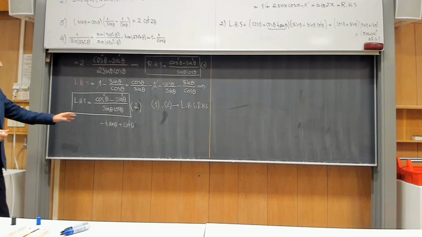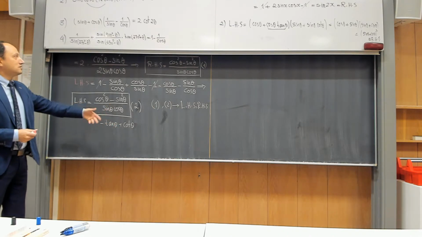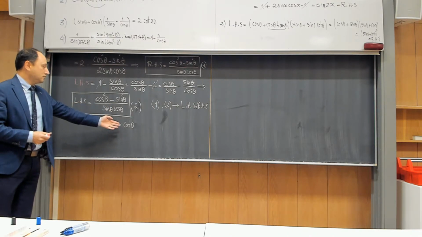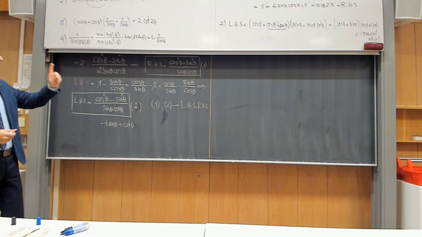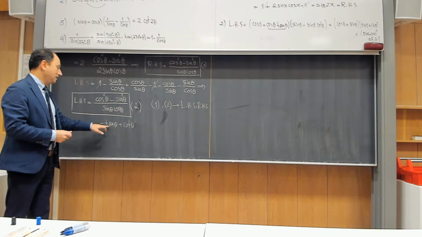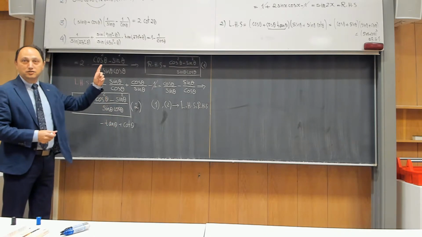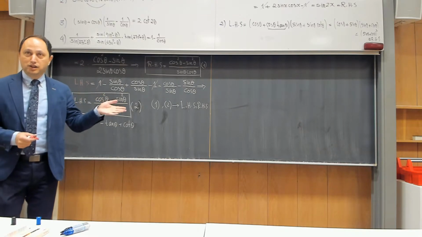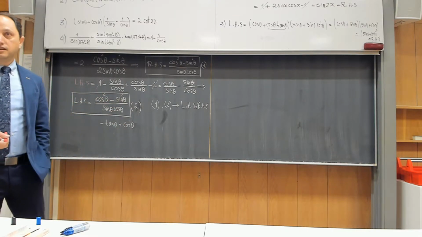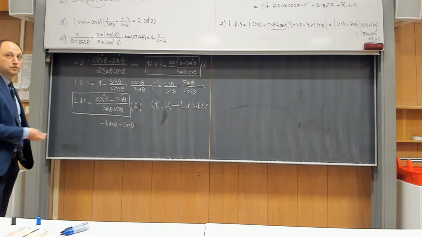Sooner or later you have to replace tangent and cotangent with sine and cosine again, unless you have a formula in mind that cotangent theta minus tangent theta is 2 cotangent 2 theta, which I have in mind. I knew that this would be the case. Yes, but if you don't know, you have to prove it.